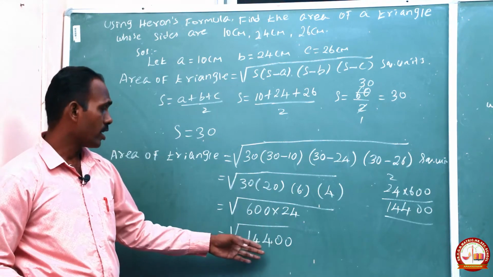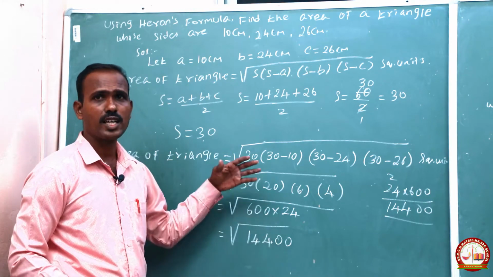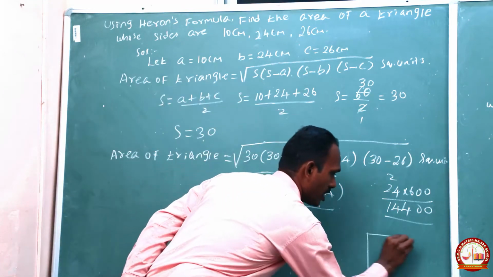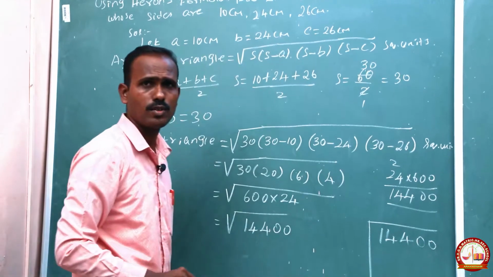We already studied how to take the square root in the 8th standard. Now we take the square root of 14,400.